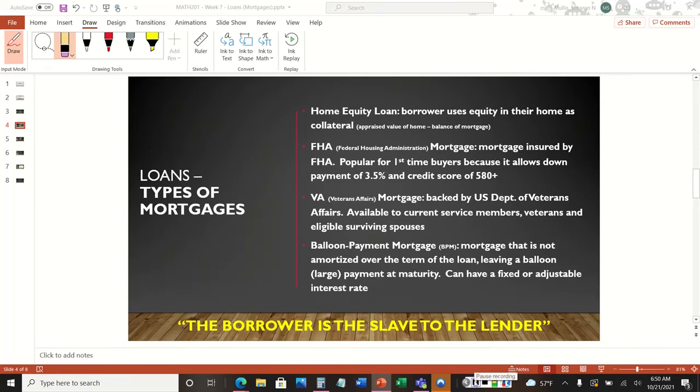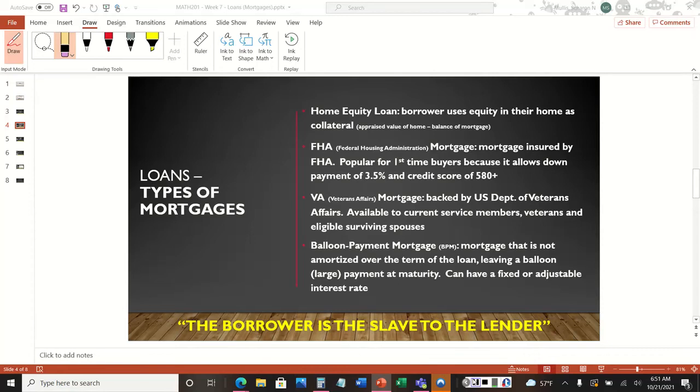Now, the next type of loan that we'll discuss is the Veterans Affairs mortgage, and that's backed by the U.S. Department of Veterans Affairs. This is available to current service members, veterans, and any eligible surviving spouses. So, this is a good way for veterans to receive a mortgage to purchase a home, or a loan to purchase a home.